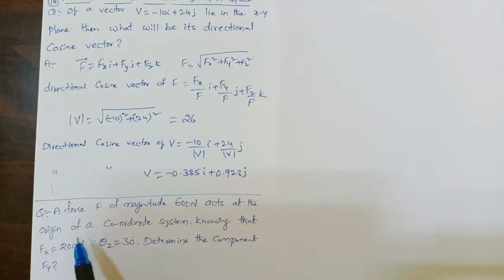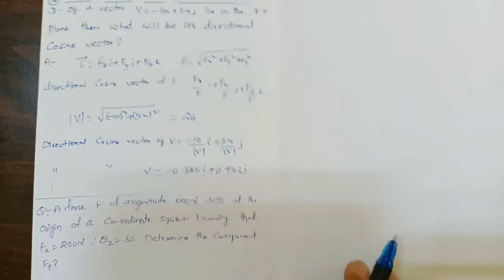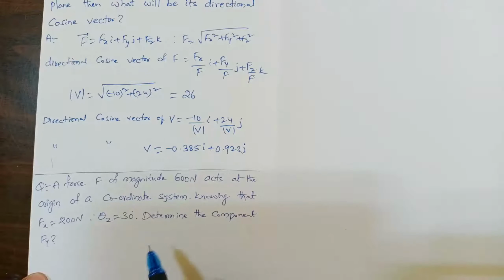Next problem, a force F of magnitude 600 Newton acts at the origin of a coordinate system. Knowing that Fx equal to 200 Newton, theta z equal to 30 degree, determine the component Fy. So let us solve this problem.